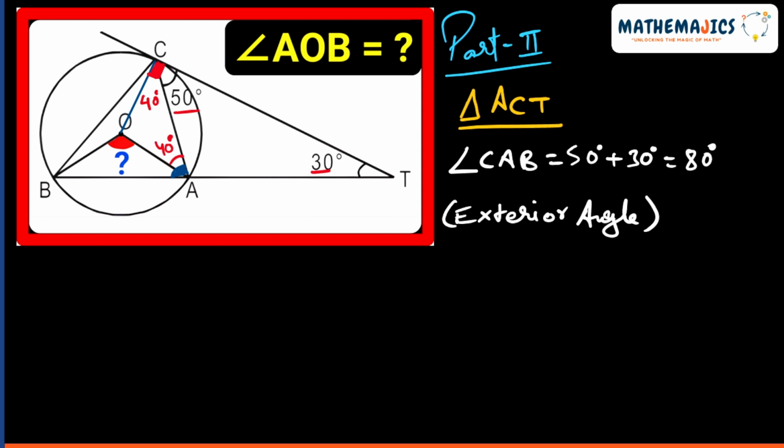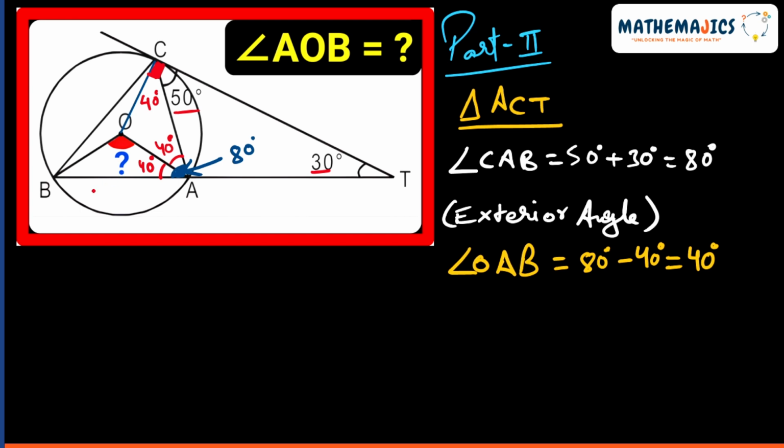Let's mark this in the figure. This angle CAB is 80 degree. Now if angle CAB is 80 degree, what will be angle OAB? Angle OAB will turn out to be 80 degree minus 40 degree, which will in turn give us 40 degree. Correct? So let's mark this in the figure. This angle is also 40 degree.